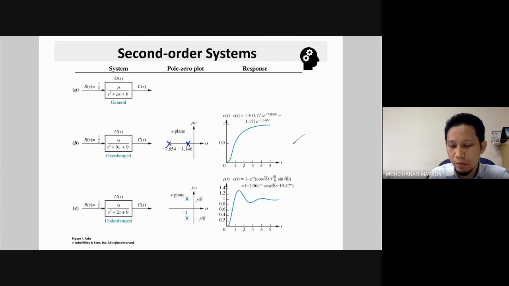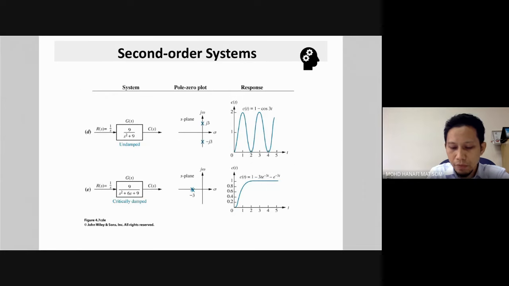to steady state values. And then for the undamped, it is on the imaginary axis, with no component on the real axis. We have only plus minus j3 in this example here. So there is no decay of the oscillation. And then we have critically damped, where the pole is located exactly at the same position, which in this case is at -3. So the response looks like this.